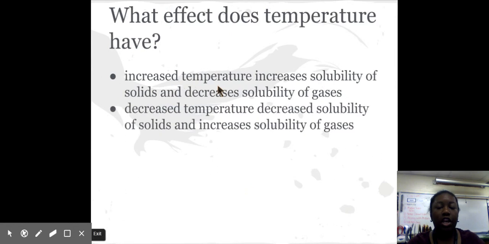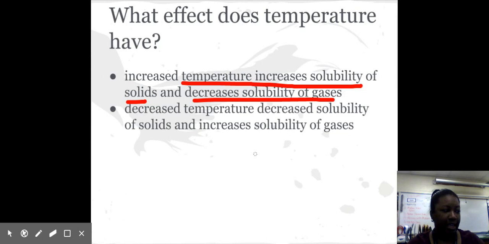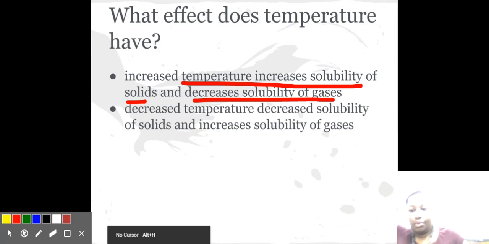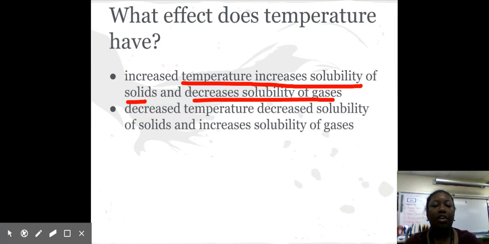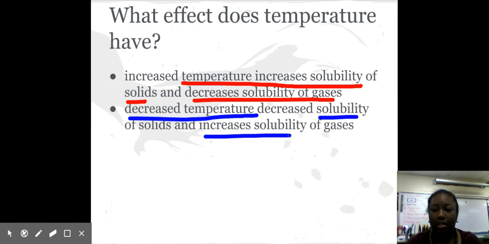The temperature increases the solubility of solids and it decreases solubility of gases. Okay, so think about if you're in the ocean and you see the fish, like we were talking about before, and they're in the cold part, not in the hot part, because in the heat that gas, the oxygen, can't dissolve, and then the fish will not be able to breathe. Okay, so the decrease in temperature decreases the solubility of solids and increases solubility of gases.